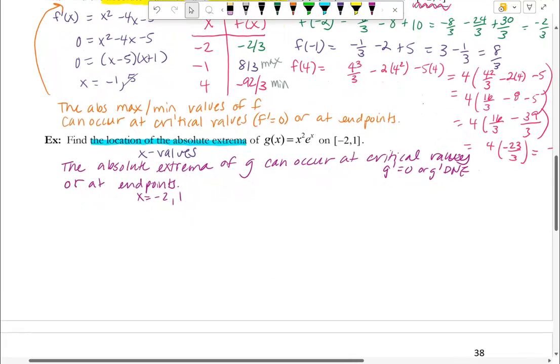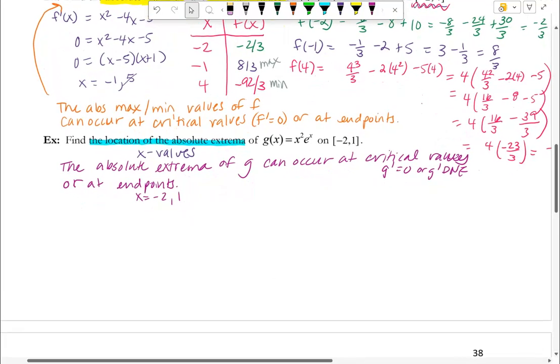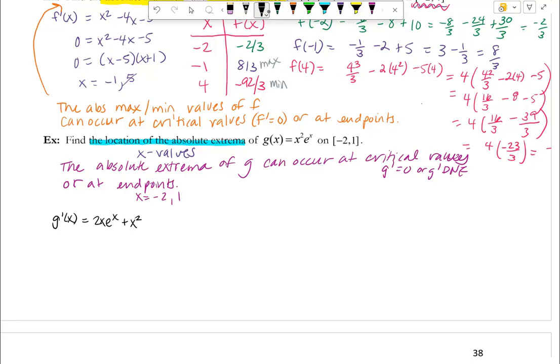All right, so we know the next thing that we need to do is to find our critical values because we already know our endpoints. So we need to find our derivative. So using the product rule, I should get 2x e to the x plus x squared e to the x. And I know I'm setting this derivative equal to 0. I also know that it's never undefined. So I'm going to go ahead and factor out a GCF of x e to the x. So again, this is g prime of x. And that's what I'm going to set equal to 0.